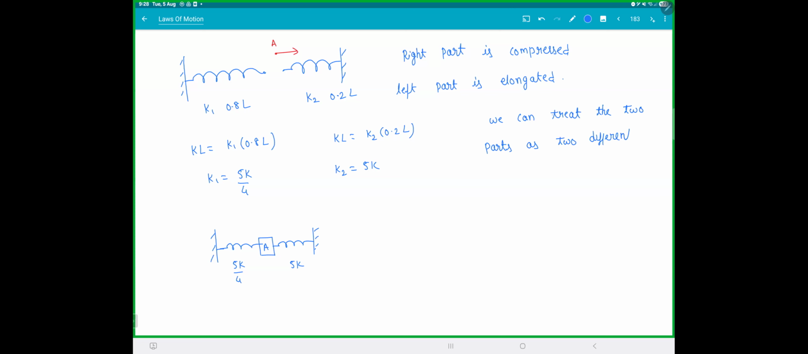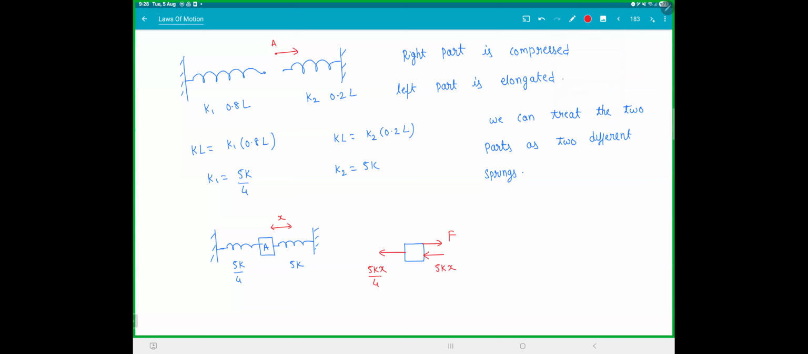So if you start pulling in the middle, this is the problem. You cannot directly use F is equal to Kx, because when you write F is equal to Kx, you are assuming the whole spring is elongated or the whole spring is compressed. If part of the spring is compressed and part is elongated, you have to separate them out. So let this block go by distance x till equilibrium. What are the forces on the block? You have a force F, that's what you're pulling with. The right spring, because it got compressed, will push you back 5kx. This spring is elongated, so it will pull you back with 5kx by 4.